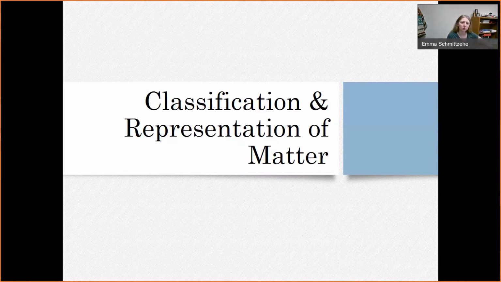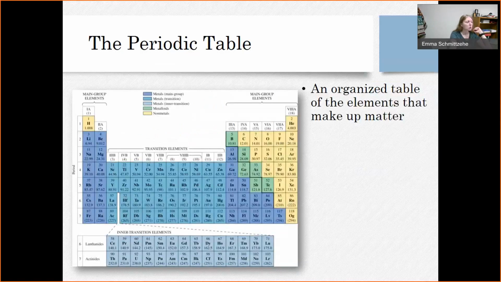Okay, I'm going to talk to you a little bit about the classification and representation of matter. But first, before we go into the classifications and representations, let's talk about the periodic table, because that's kind of our foundation for any type of matter. It's actually an organized table of the elements that make up matter. Okay, and so all matter is made up of elements. And so it's good to know what our possible components are. And so from the periodic table, you get that.